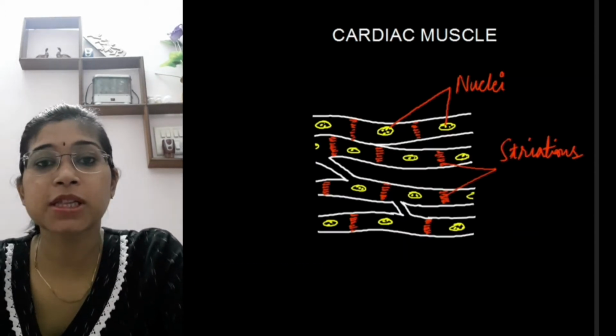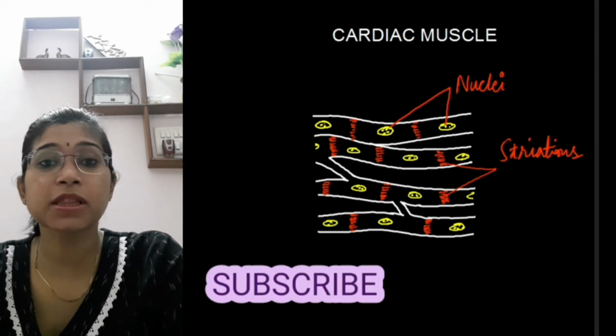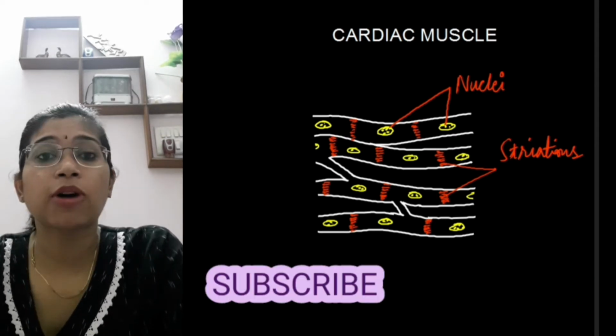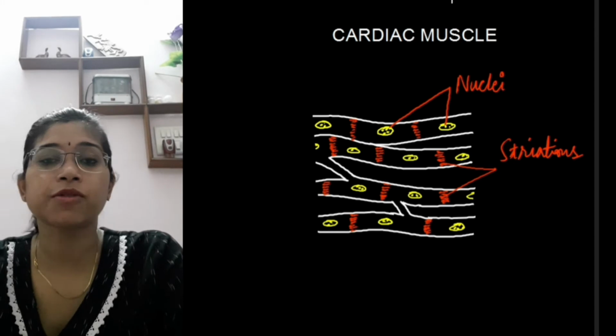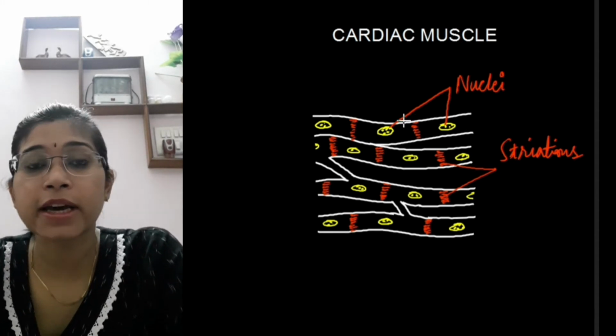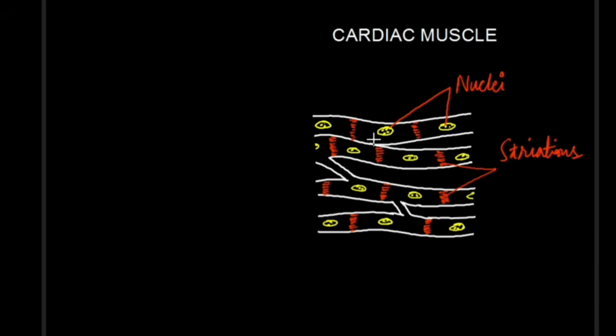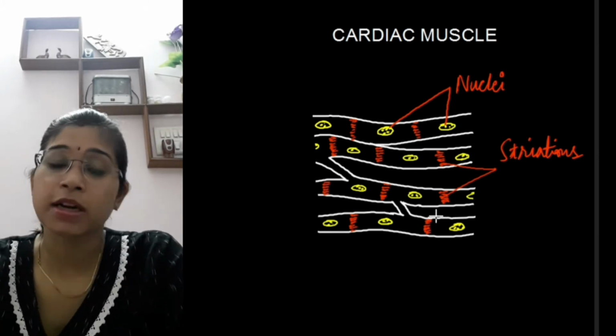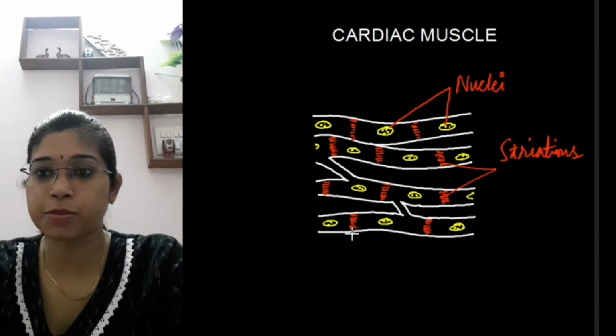The next type of muscle is cardiac muscle, which is specifically present in our heart. Now cardiac muscle has the properties of both striated as well as smooth muscles. You see, the cardiac muscle also has cells which are uninucleated. Then striations are present, dark bands and light bands are also present.